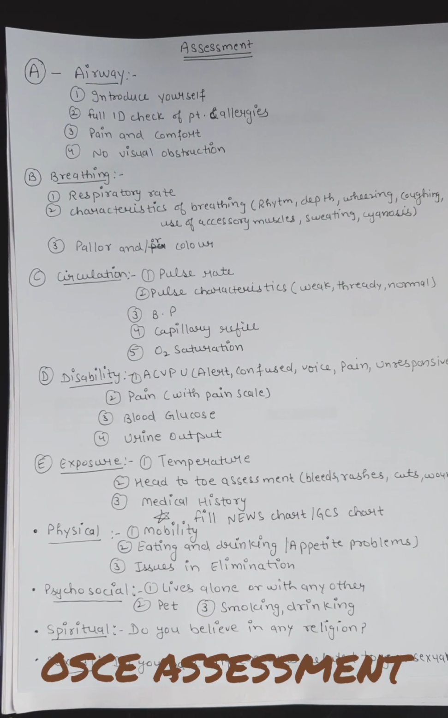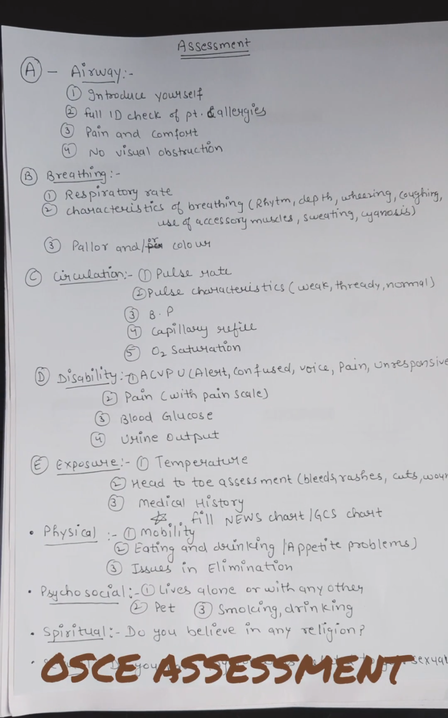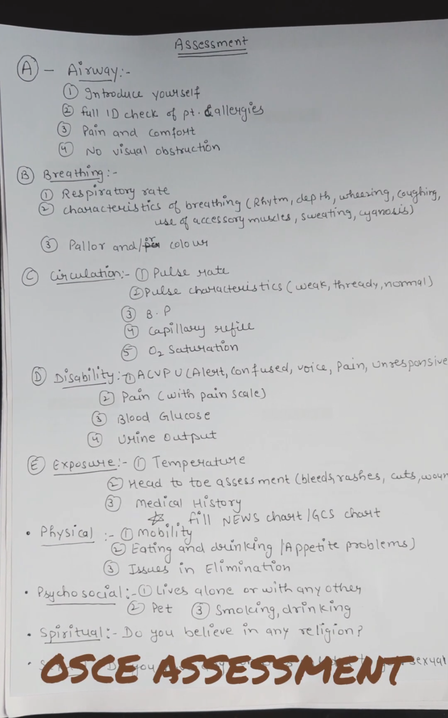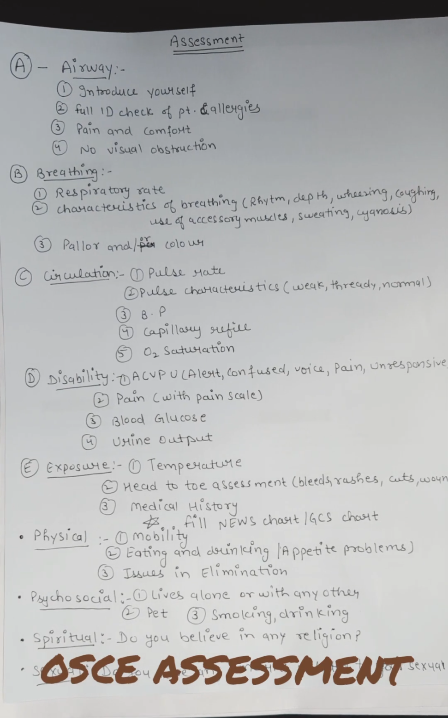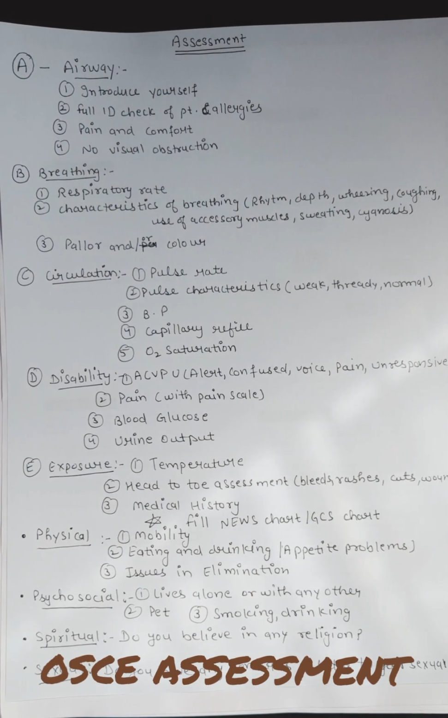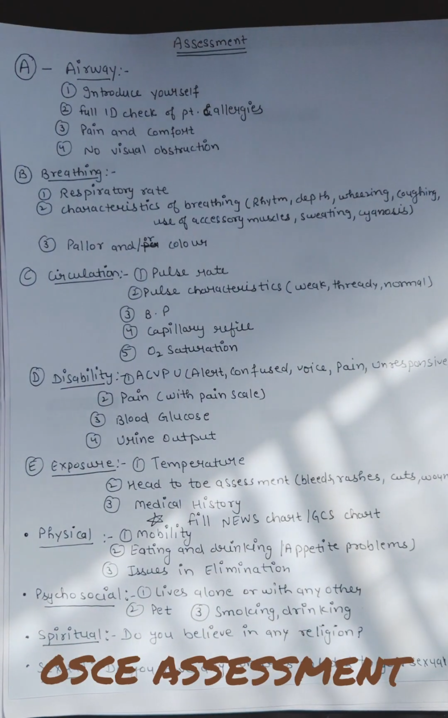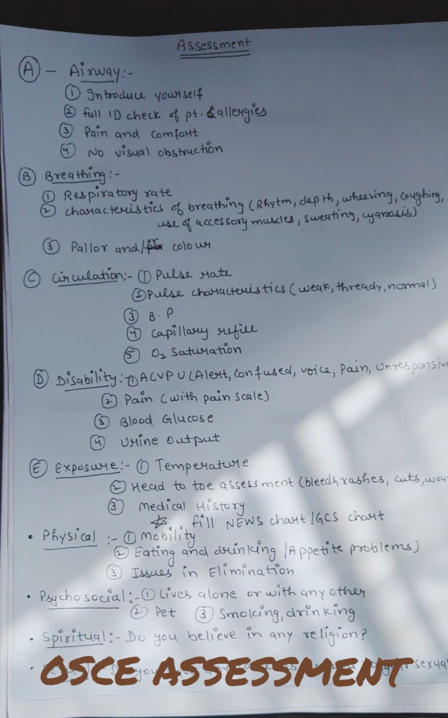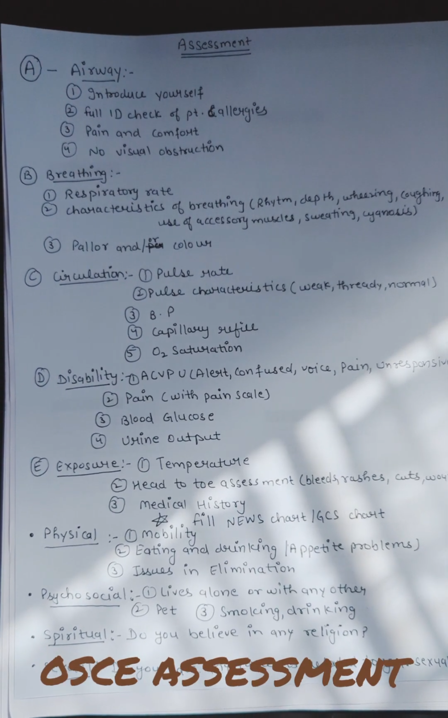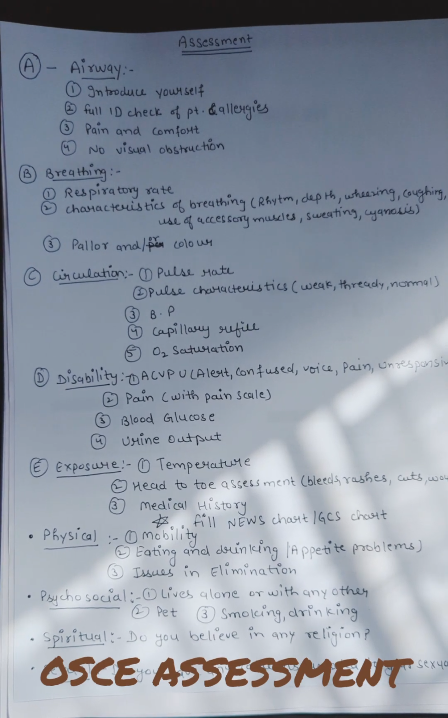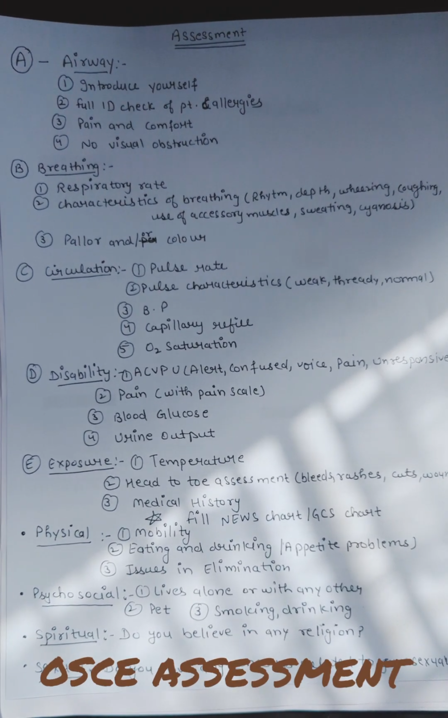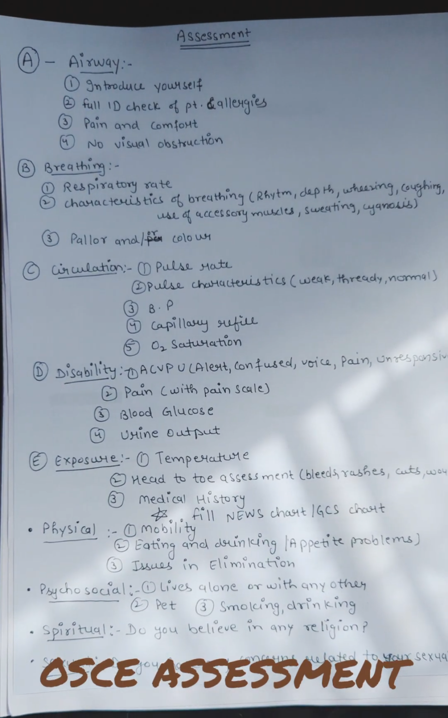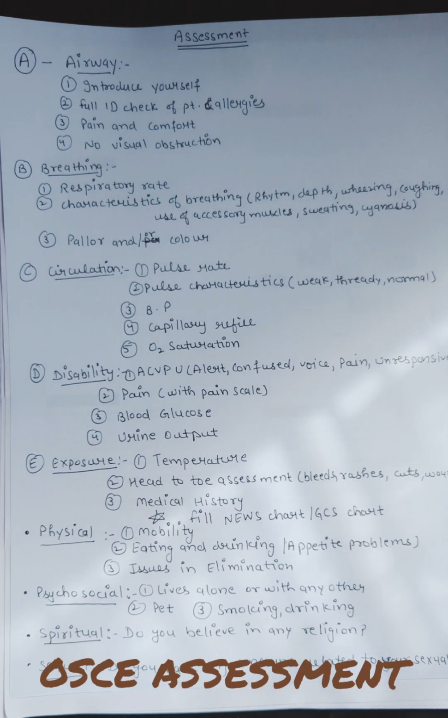Firstly, introduce yourself to the patient and then check the patient and also say the reason why you are there for the patient, as for doing the A to E assessment. And then you will do the full ID check of the patient with the allergies, and also don't forget to check the patient wristband against the documents and also check the allergies against the documents and say that I can see that you have a red allergic band, so you are allergic to this medication.